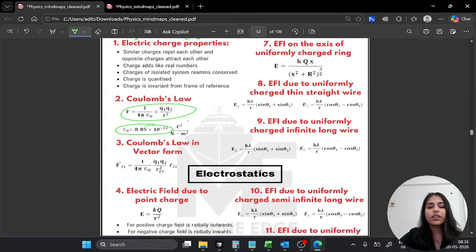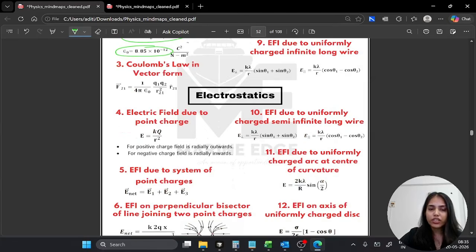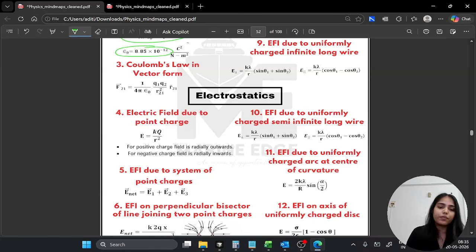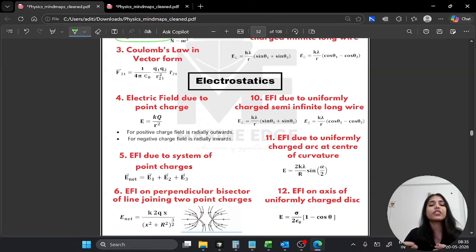Next, we have the electric field due to point charges. Let's say we have a point charge with charge Q. Because of that, around it, you will feel a field. There will be a field around it in which an external charge will experience some force, and that electric field is kQ upon r square. Now, if we have a system of charges, the electric fields just add up: E1 plus E2 plus E3 and so on.